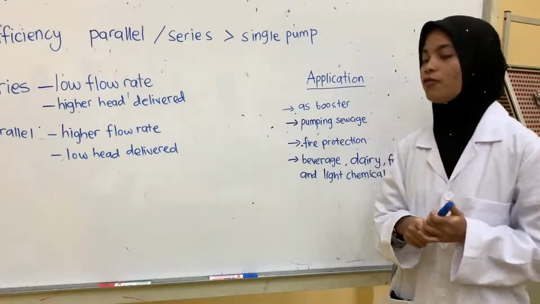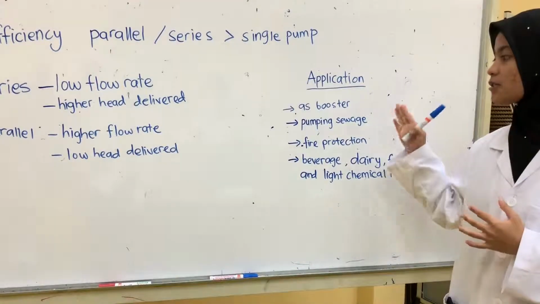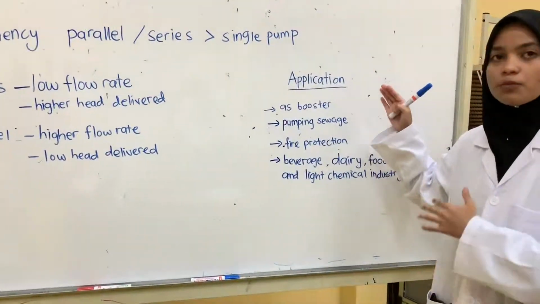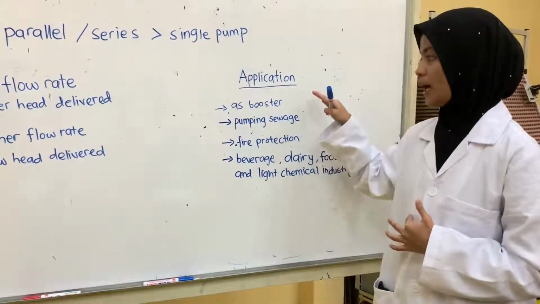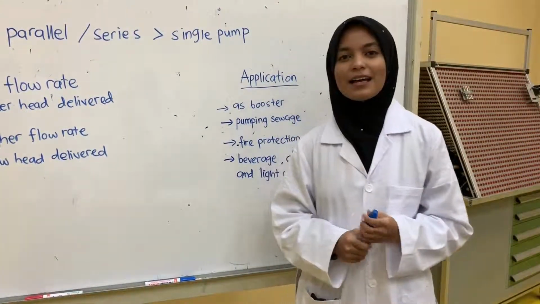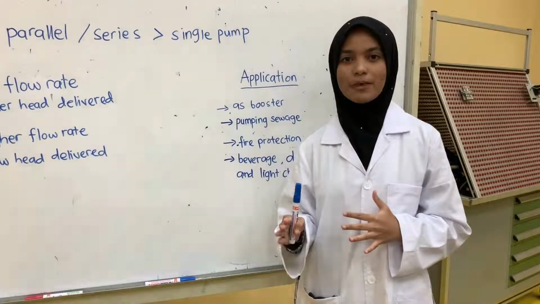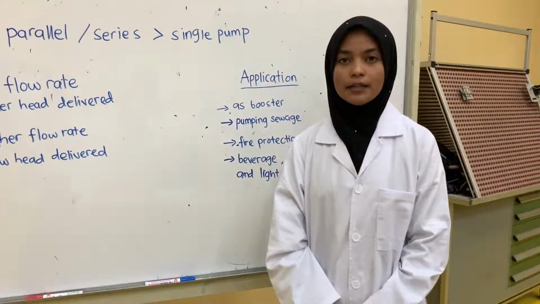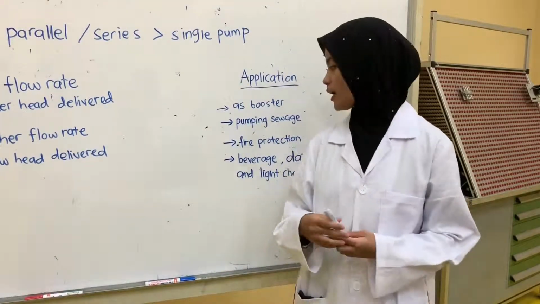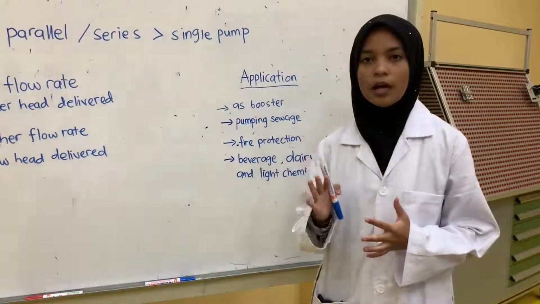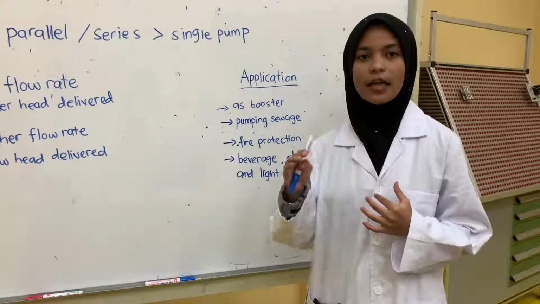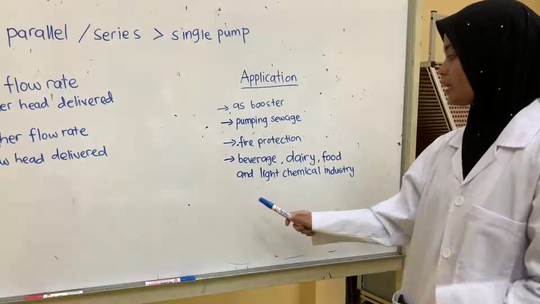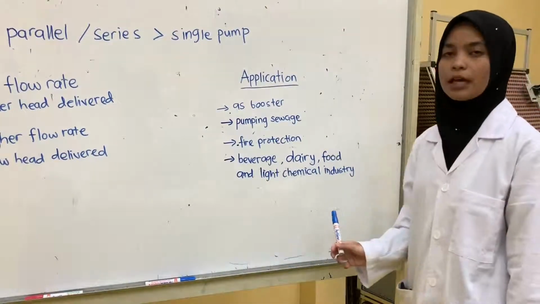For the applications, the centrifugal pump is used in buildings to supply water as a booster. The design of centrifugal pumps makes them useful for pumping sewage. They are also used in fire protection and for heating and cooling applications. In addition, they are popular in the beverage, dairy, food and light chemical industries.